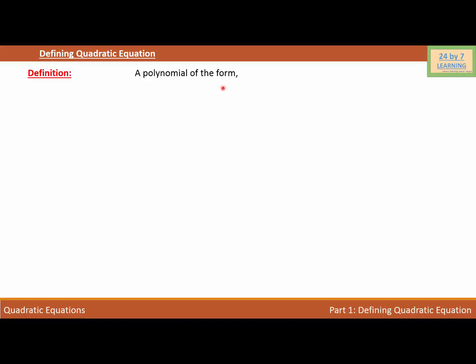A polynomial of the form ax square plus bx plus c is equal to 0, where a, b, and c are real numbers, a is not equal to 0, and x is a variable. In other words, we can say that a polynomial whose highest degree is 2 is known as a quadratic equation. Let's look at this general equation very closely, and you will see that the highest degree of variable x is 2 and there is no other degree greater than 2. So this is an example of a quadratic equation.